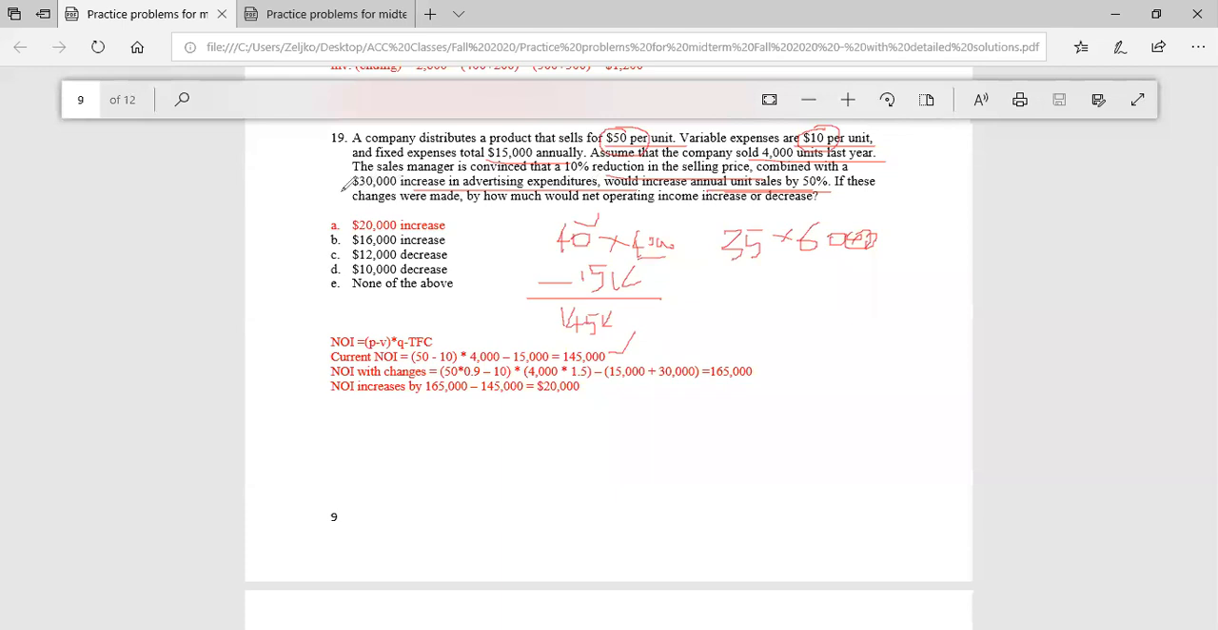And then our fixed cost would increase by 30K. Why? Because we are putting in more advertising. So 15 plus 30 would be minus 45 here. So what will be the result? The result will be 165K here. So the answer is our net operating income would increase by $20,000.